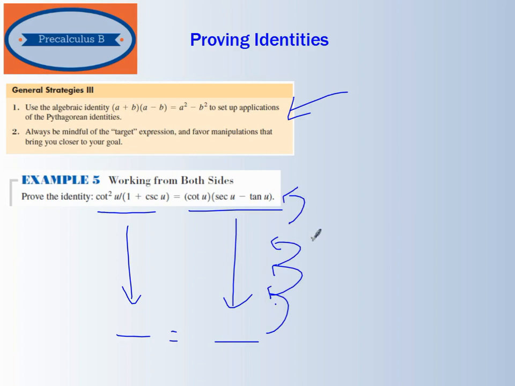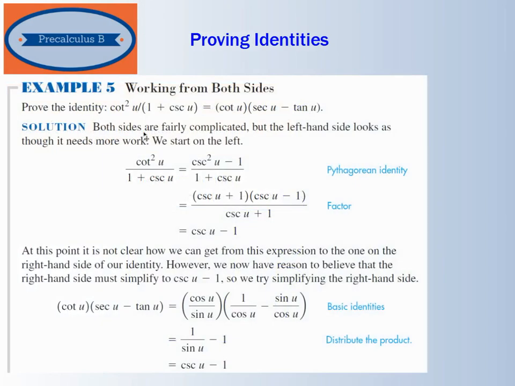So let's see an example. We're actually going to use this example here of cotangent squared u divided by 1 plus cosecant u is equal to cotangent u times secant u minus tangent u. And we're going to try and prove this, but we're going to do it by working both sides. Let's start out with the left-hand side. We start out with cotangent squared u divided by 1 plus cosecant u. Well, I can start out by using a Pythagorean identity.